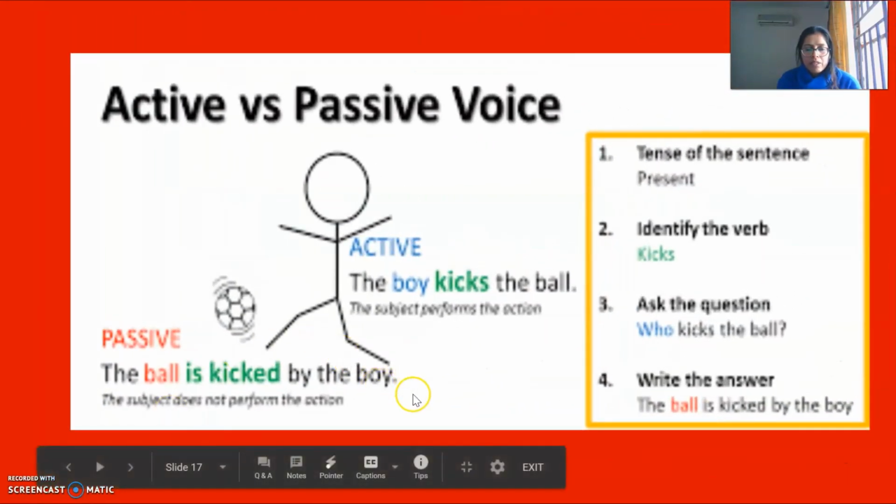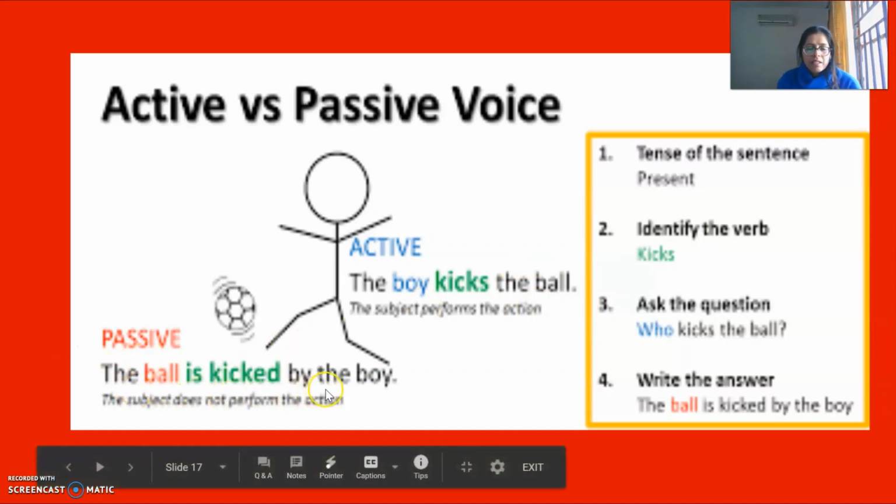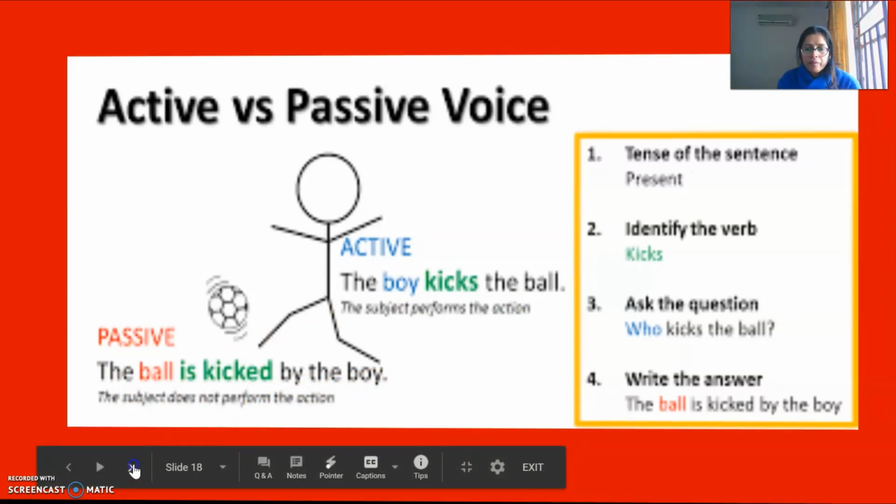Now a few more examples. Here the boy is kicking the ball, so the boy kicks the ball. So who is the receiver of the action? Definitely ball is the receiver of the action, and ball is receiving the action performed by the subject. Passive form, the ball is kicked by the boy.